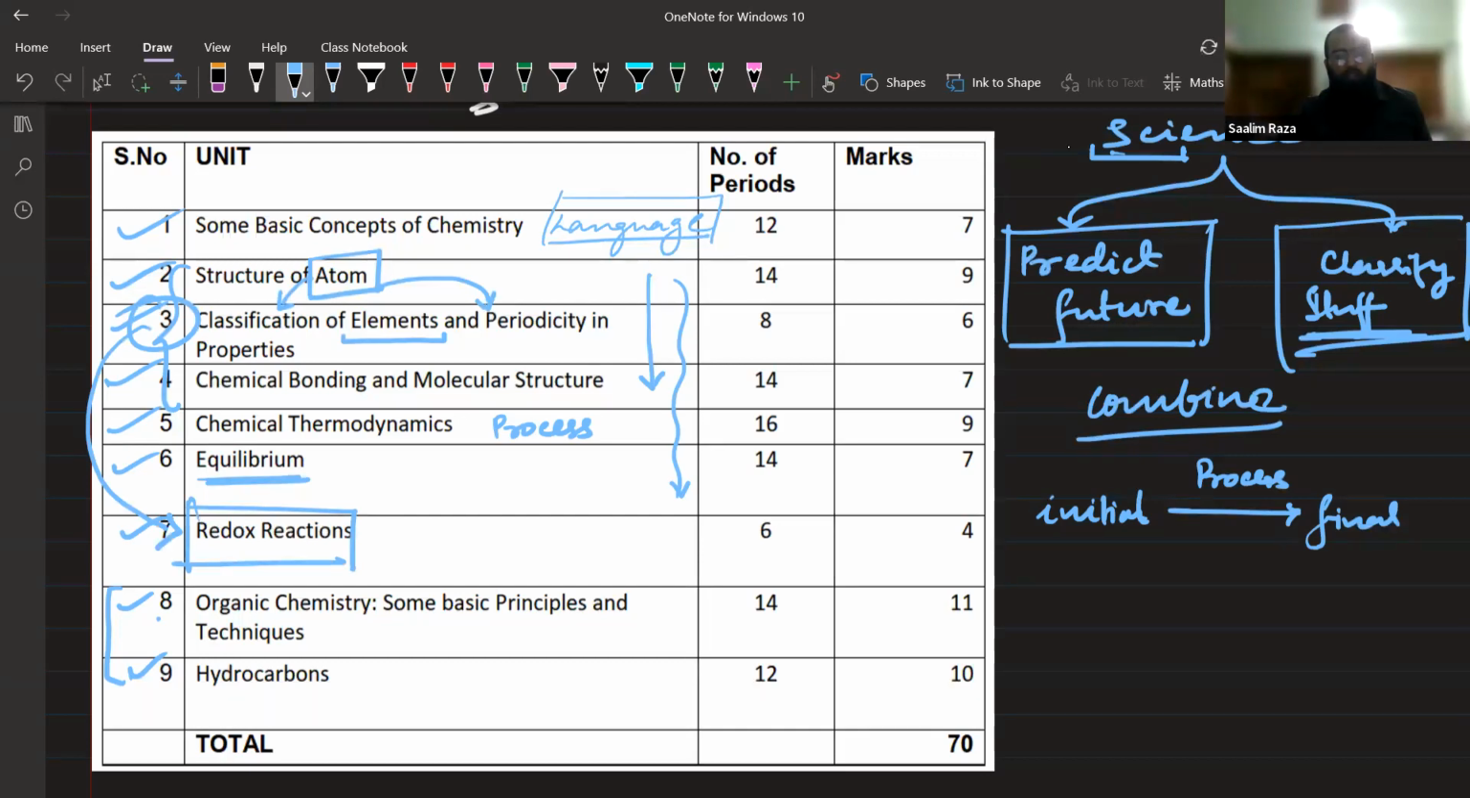Then we have organic chemistry. I will introduce organic chemistry once we start it, because it is not completely related to any one of them, but it is slightly related to chemical bonding, because in chemical bonding and classification of elements and periodicity, you have to understand the element carbon. Carbon and its compounds are organic chemistry and hydrocarbons. Okay. So this is the complete overview of what you are going to do in your 11th standard chemistry.